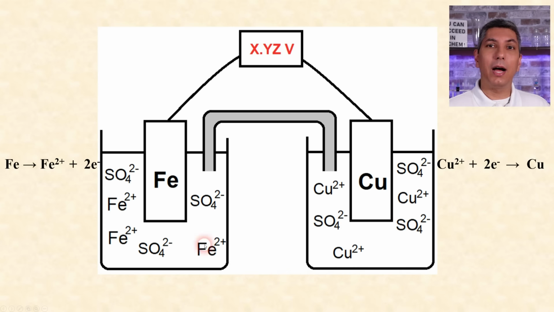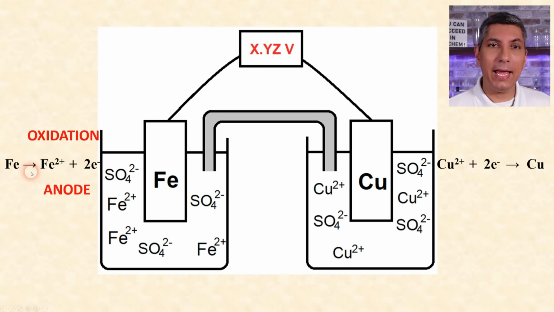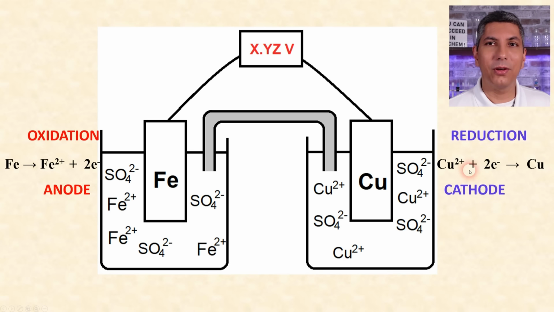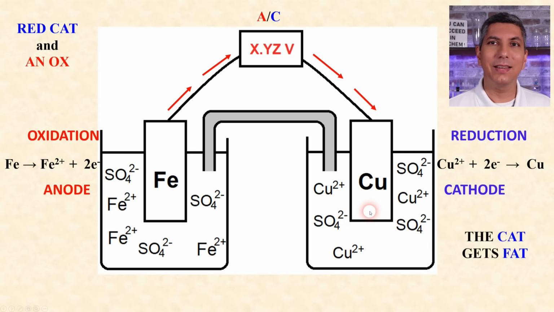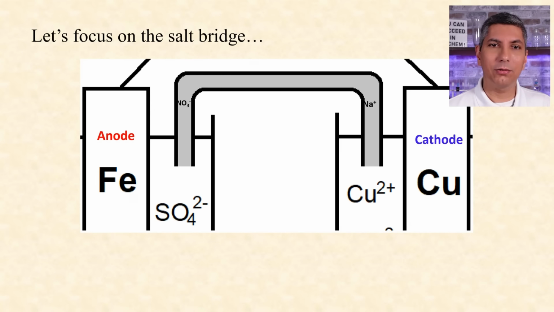The side where oxidation takes place is called the anode, and the side where reduction takes place is called the cathode. Red cat and An Ox. Remember that the electrons flow through that wire from the anode to the cathode, like AC. If these are metallic electrodes, the cathode should always increase in mass. The cat gets fat.